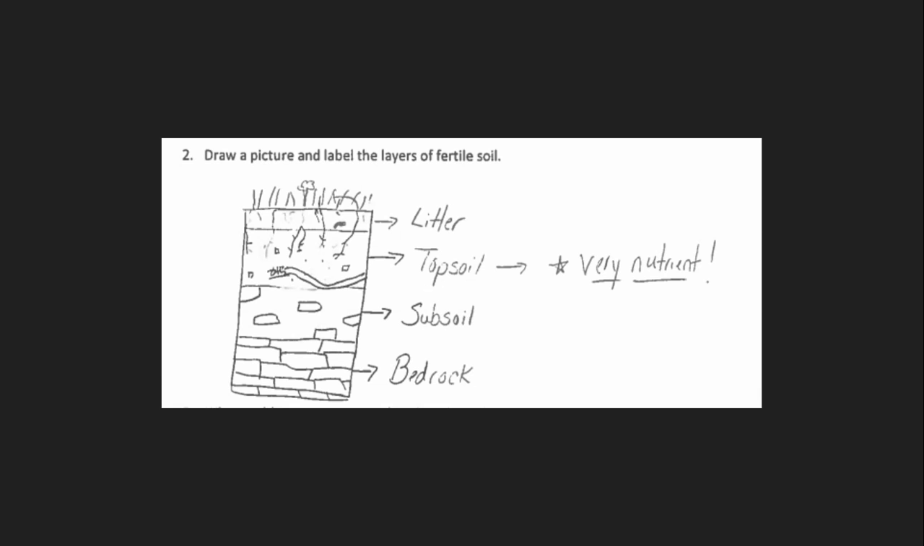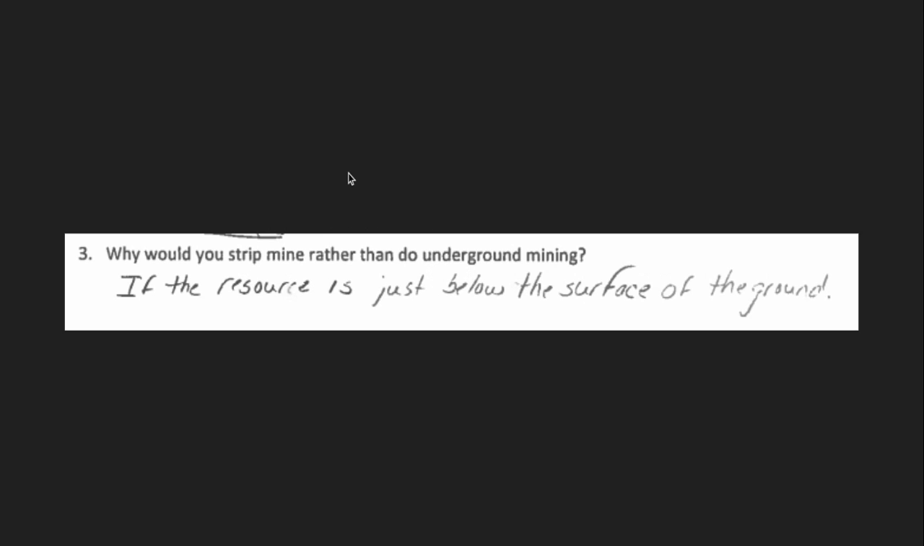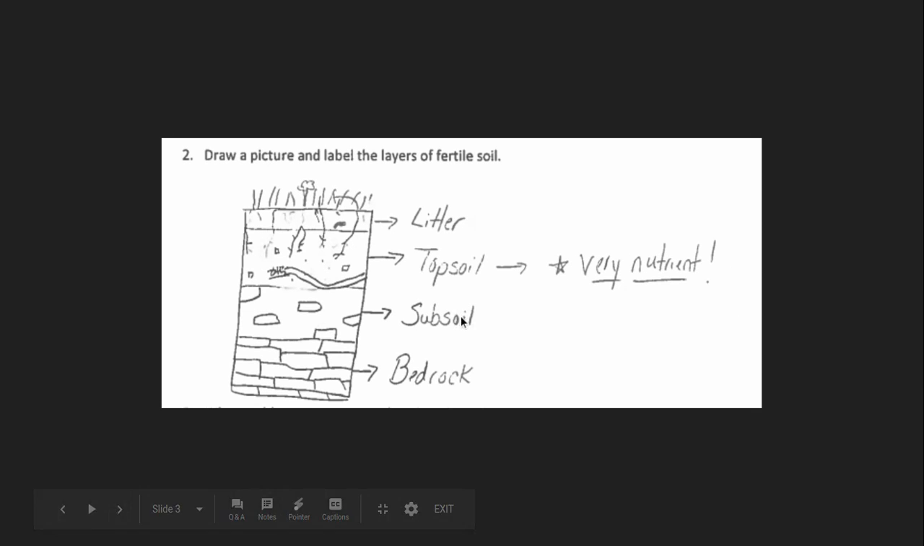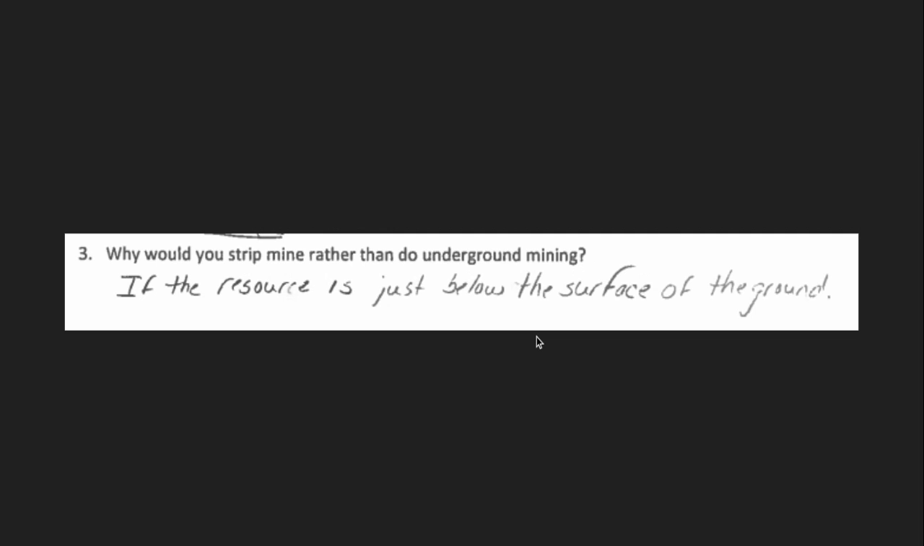Draw a picture and label the layers of fertile soil. So it looks like there's 4 layers. You have the top layer, which is litter. The second layer, which is topsoil, which is very nutrient-rich. Then you have subsoil, and then you have the bedrock. Litter, topsoil, subsoil, bedrock. Why would you strip mine rather than do underground mining? If the resource is just below the surface of the ground. So you would strip mine if the resource is just below the surface of the ground.